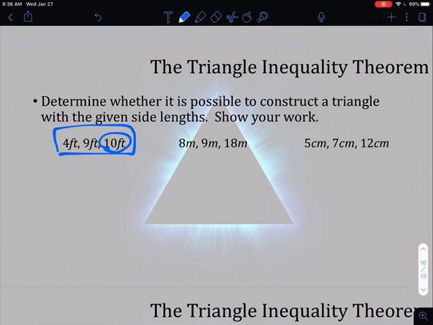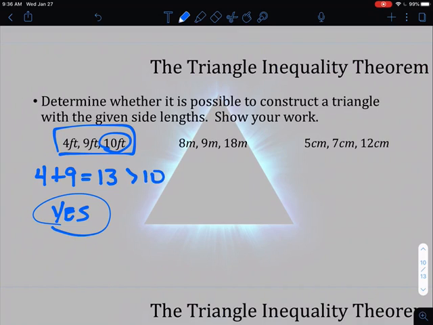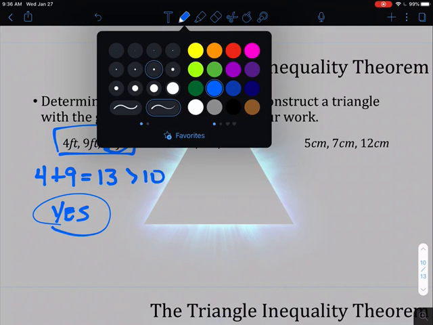So what we have to do is figure out, okay, here's my biggest side, 10. So I need to take the 2 smallest sides, 4 plus 9, and add them together. So 4 plus 9 is 13. That is bigger than 10. And so we have to always compare to the biggest side. So since 13 is bigger than 10, that means yes, we can create a triangle.